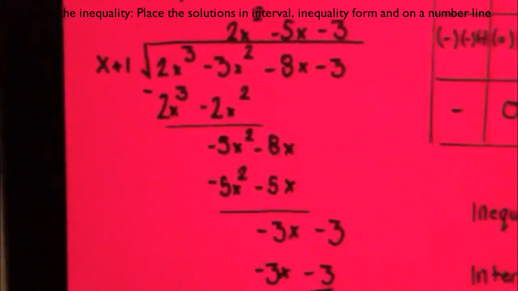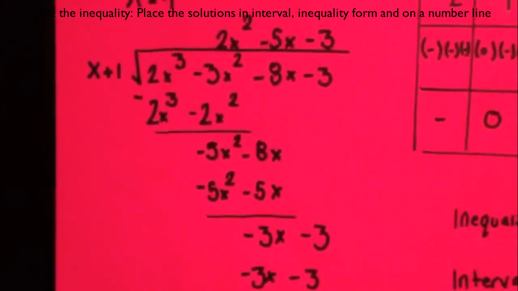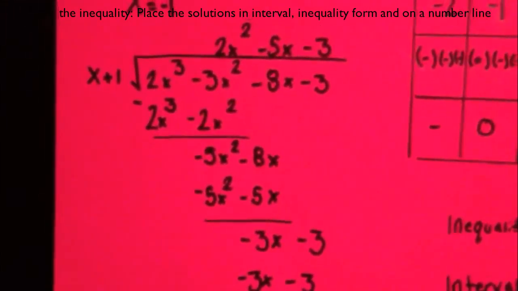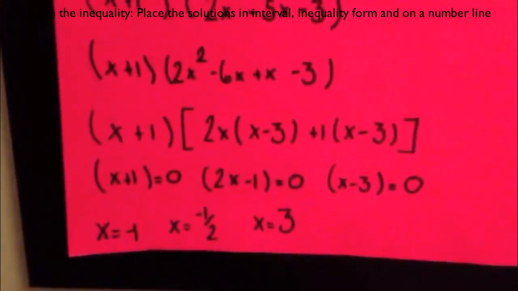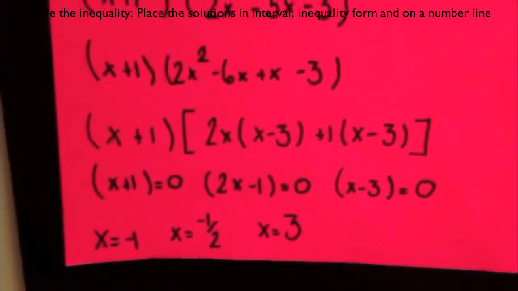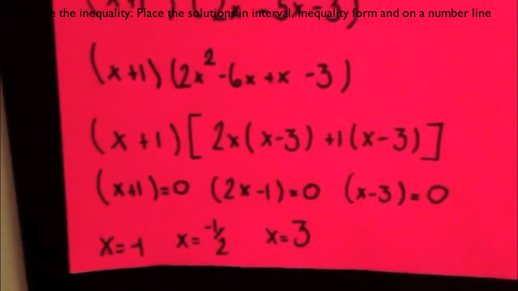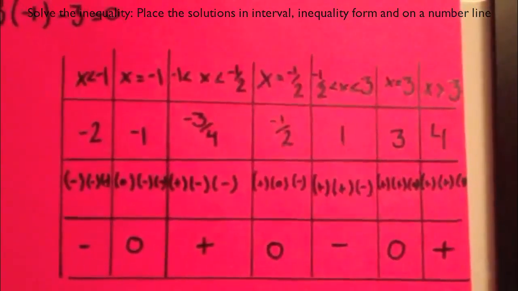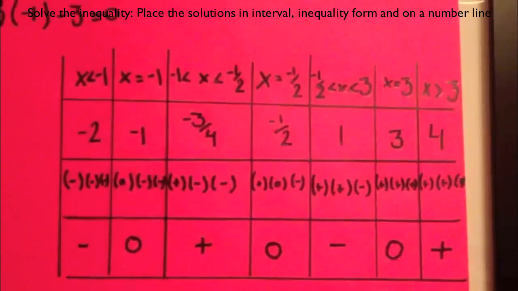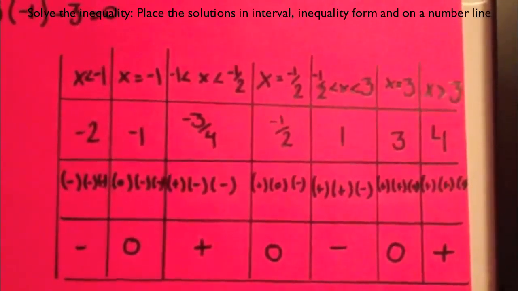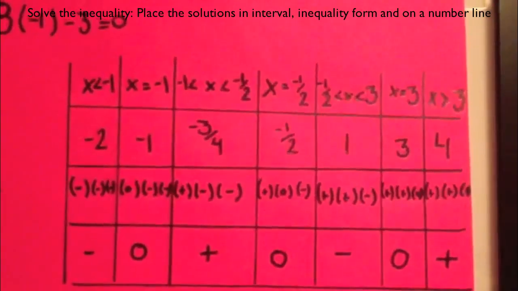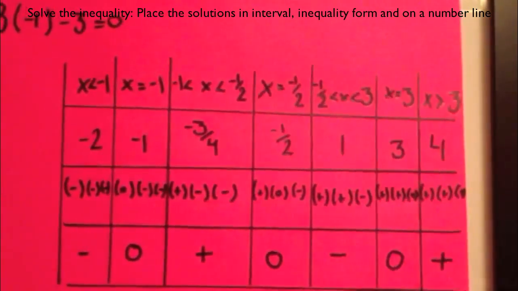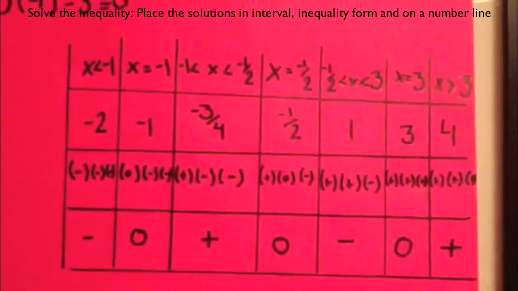2x cubed minus 3x squared minus 8x minus 3 divided by x plus 1 equals 2x squared minus 5x minus 3. Factor the quadratic function and use zero product property to determine solutions for x, which become x equals -1, x equals -1/2, and x equals 3. Place the intervals of x is less than -1, x equals -1, -1 is less than x, which is less than -1/2, x equals -1/2, -1/2 is less than x, which is less than 3, x equals 3, x is greater than 3 in a sign analysis chart.